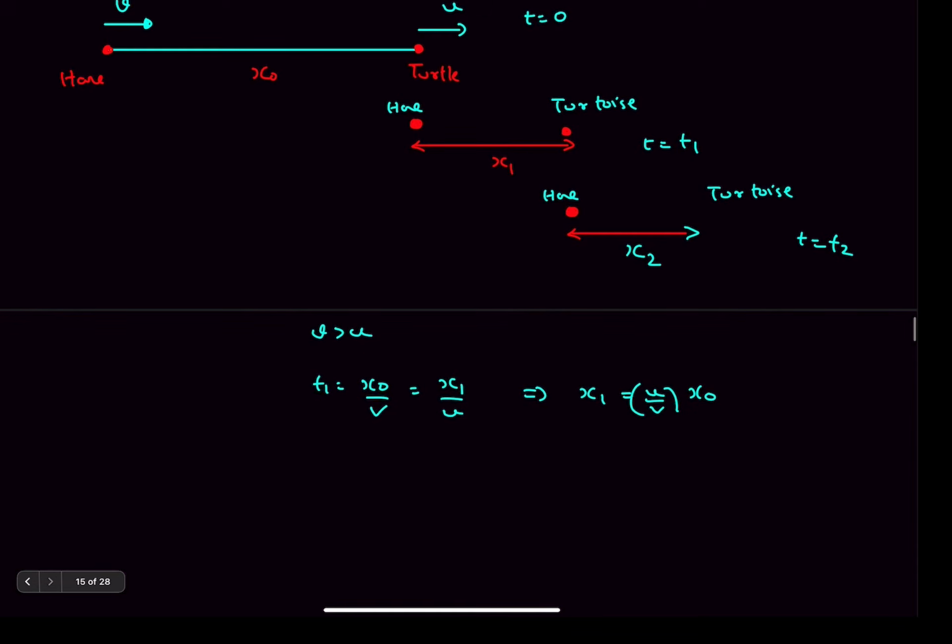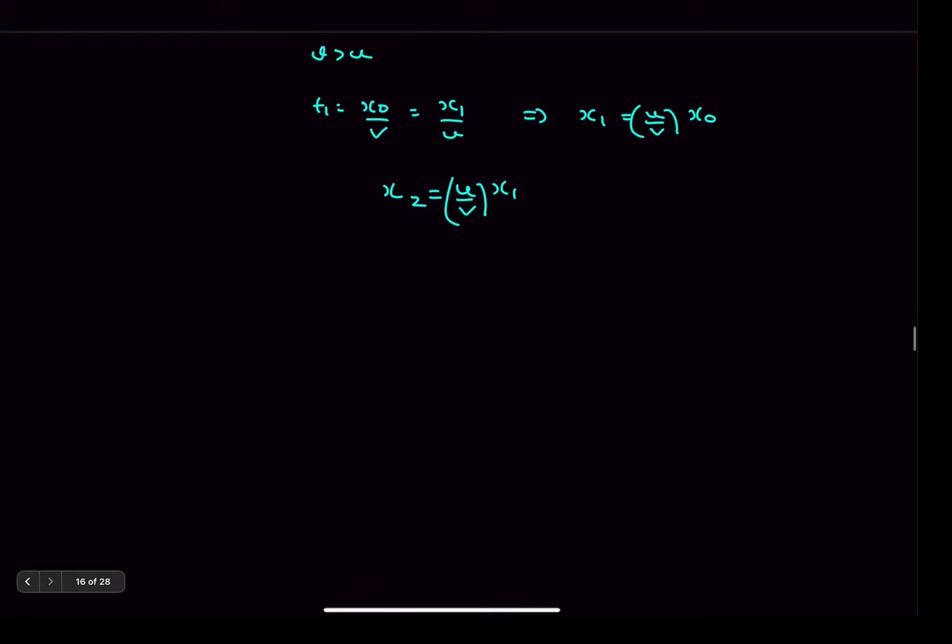Now you can do the exact same thing for the second time period, right? So in another time of t2, the hare covered a distance of x1 and the turtle covered a distance of x2. From here, you'll again get the same, the only difference being that the indices are increased by 1. So you'll get x2 equals u by v times x1. Now if you substitute for x1 in terms of x0, you'll get u by v the whole square times x0.